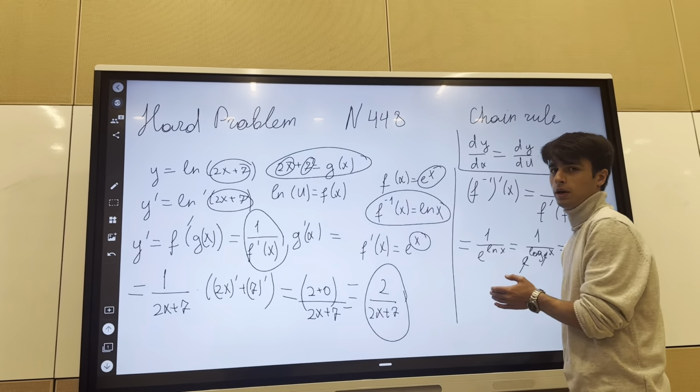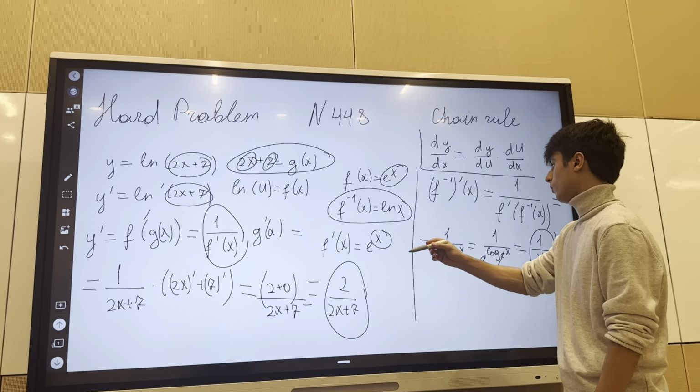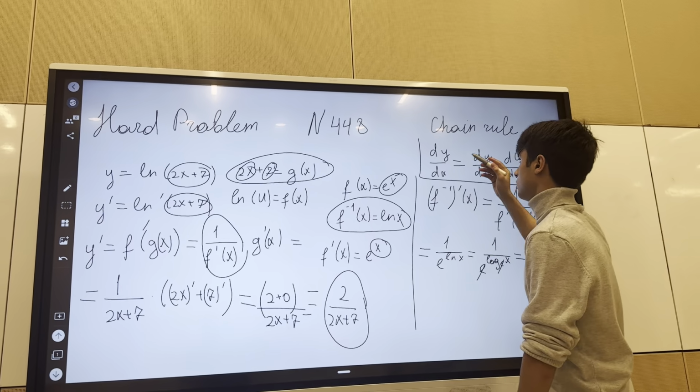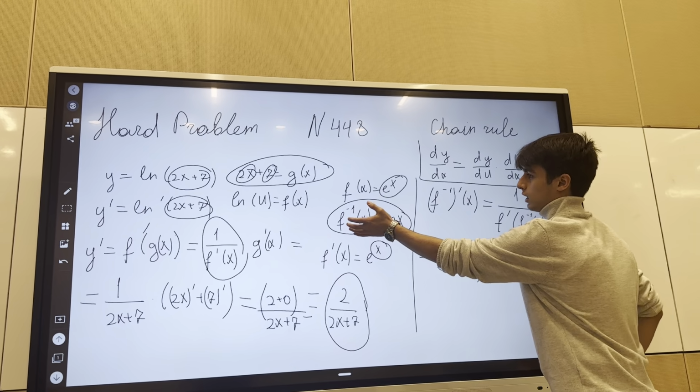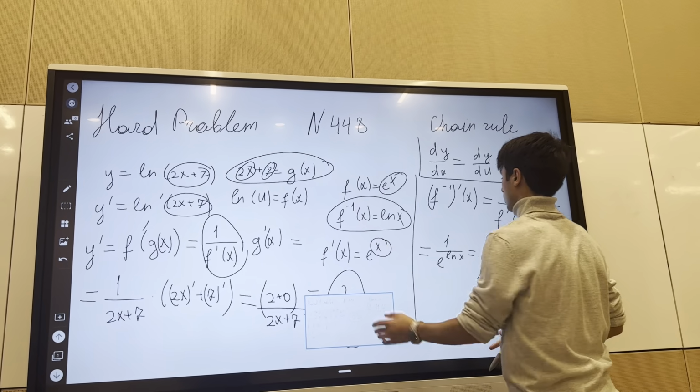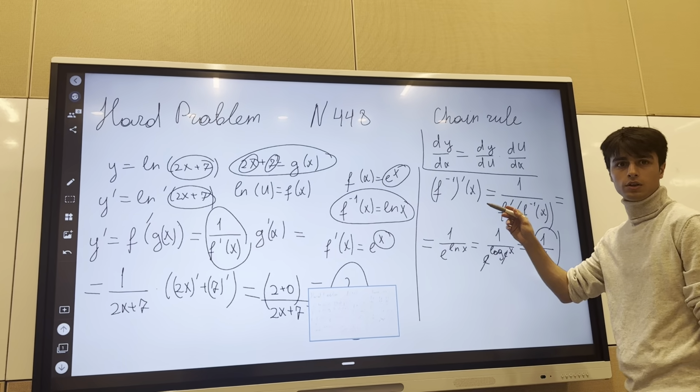This problem was solved by Mehmet Hamadov, and in this problem we learned our chain rule, and also found the inverse function's derivative.